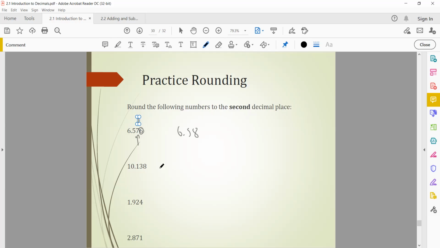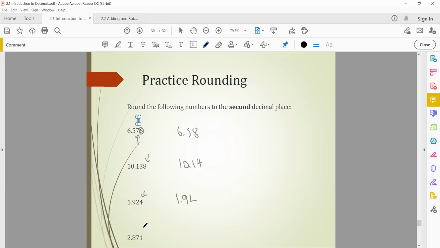Let's do the next one. Same thing, round to the second decimal place. So what do we think for this one? Someone said, let's check the chat. 10.14, yes. Good. In that case, we rounded up because there was that 8. In this case, there's a 4 right there, so we'll round down. Those are the easiest cases because you just ignore the 4 and write everything else the same.